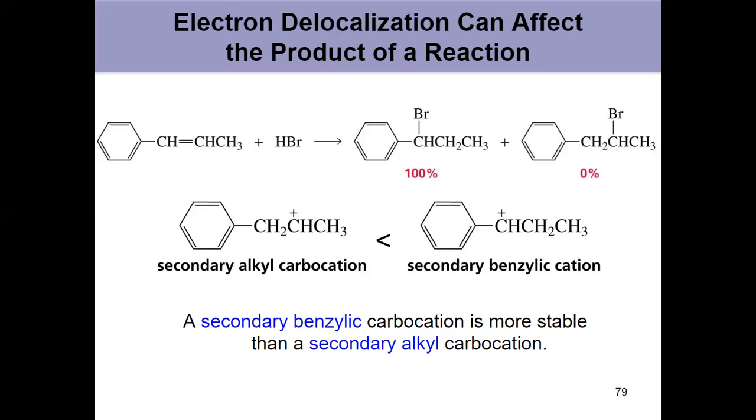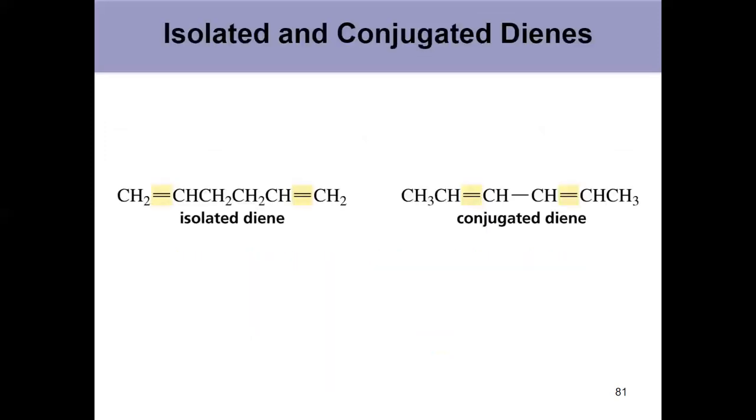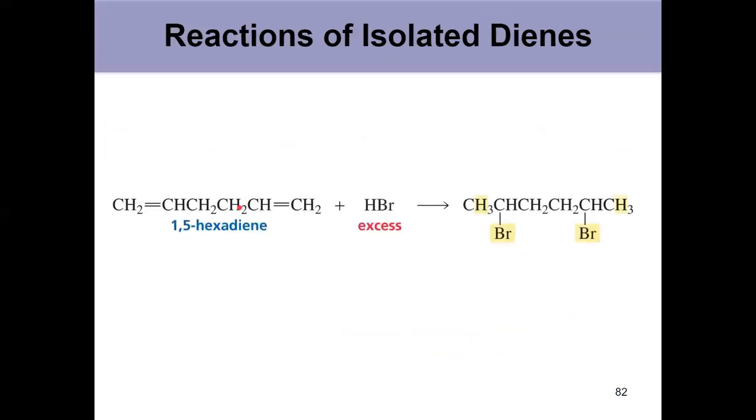One minor thing to pay attention to, but really what this video is all about is reactions of dienes, because electron delocalization, as you're about to see, can really alter how these reactions proceed, specifically conjugated dienes. Isolated dienes are easy because they don't have delocalized electrons. So if I take 1,5-hexadiene, which is an isolated diene, there's no delocalized electrons here, and I give it excess HBr, then it just does the reaction with each of the pi bonds exactly as we would predict from chapter 6.